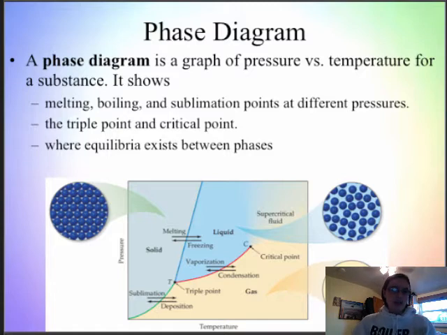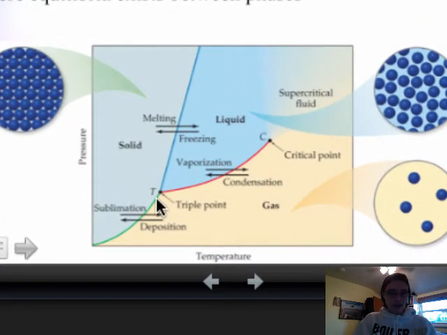So a phase diagram is just a graph of pressure versus temperature for a substance. What it shows is the state of a substance at various temperatures and pressures, and the places where equilibrium exists between phases. On a phase diagram you can see the melting, the boiling, and the sublimation points at different pressures. If you take a look at this phase diagram, the green region is solid, the blue is liquid, and the yellow or orangish color is a gas.